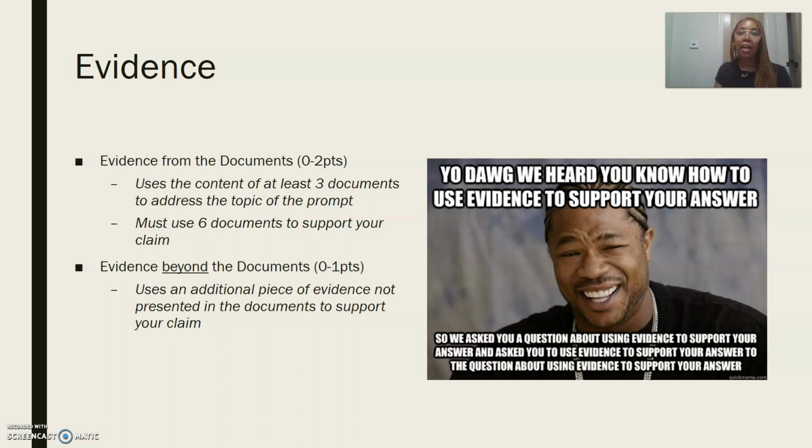And then evidence beyond the documents, like I said earlier, is evidence that is completely outside of the documents. They have no relevance to any of those documents other than the fact that they help support your claim or the point you're making. So they'll most likely still be in that same time period, but they're not mentioned within those documents, I should say. So if you have a political cartoon of Andrew Jackson, your outside evidence can't be about his presidency because you already were given Andrew Jackson within one of those sources.